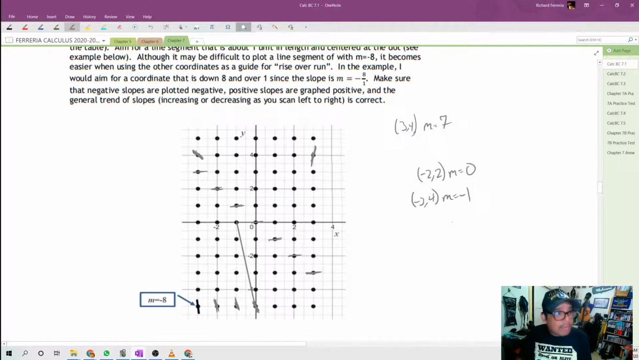Next one is a -4 slope. Let's figure out a slope of -4. Let's see, 1, 2, 3, 4. Slope of -4.